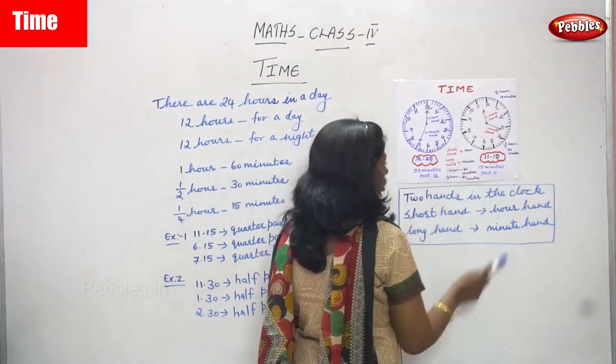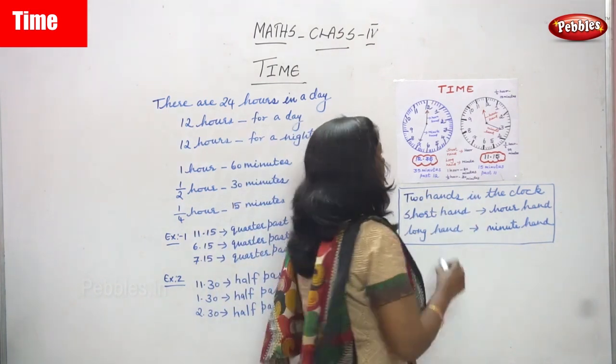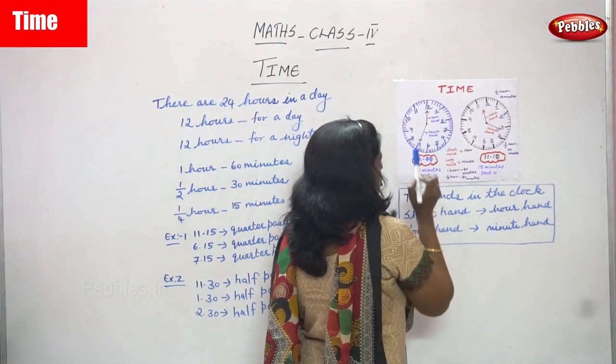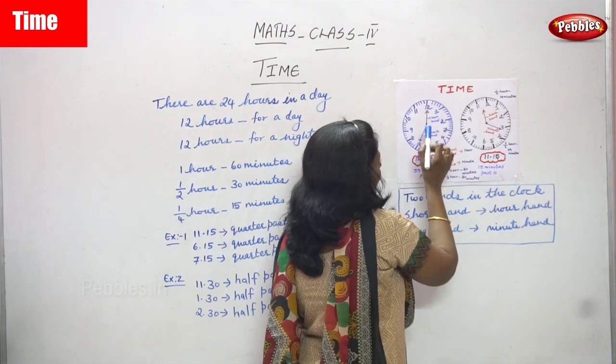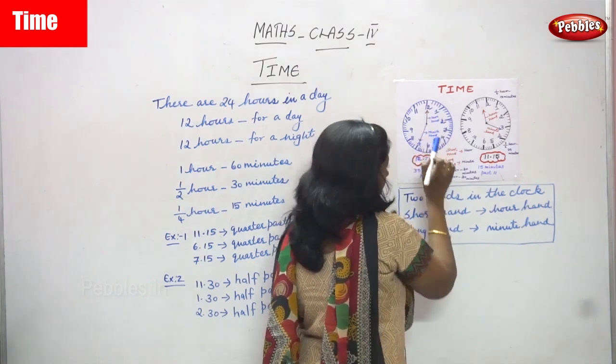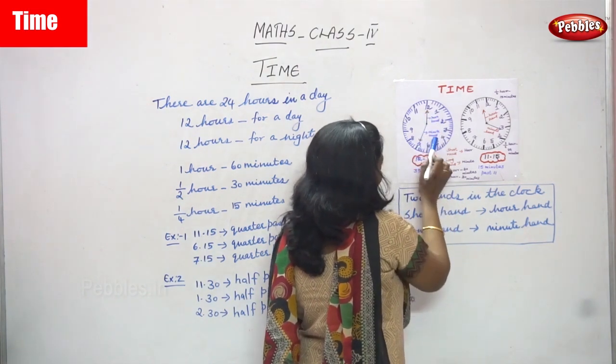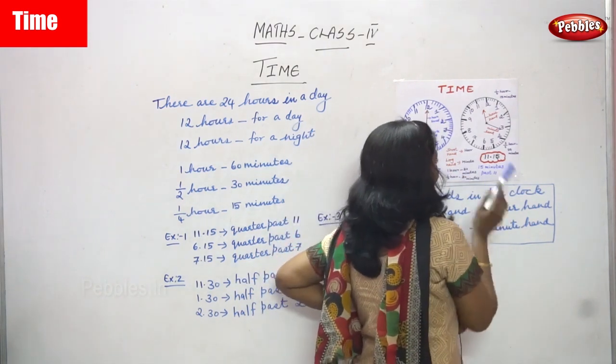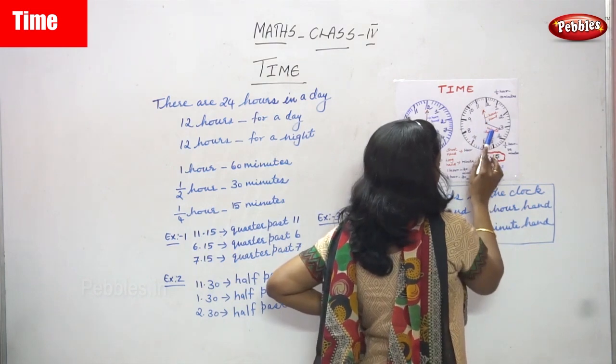How many hands are in the clock? There are 2 hands in the clock. One is a short hand and another is what? Long hand. The short hand is the hour hand, and the long hand is the minute hand. The short hand is red in color and the minute hand is what? Blue in color.